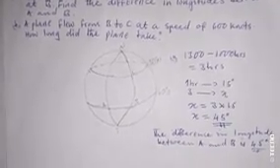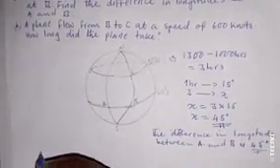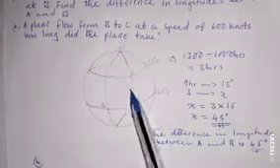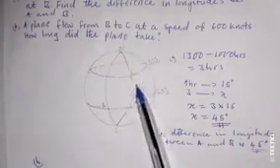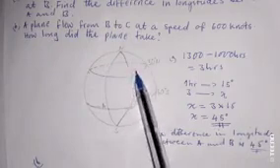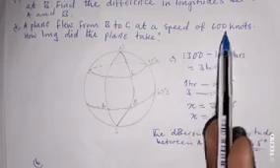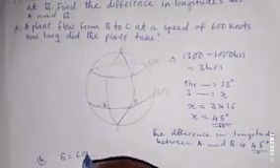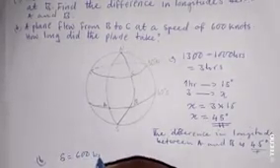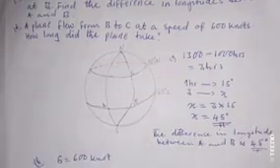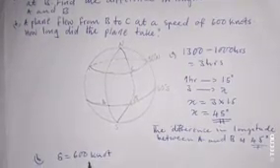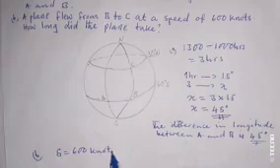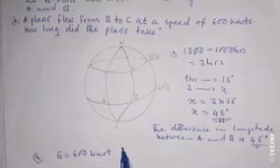Now again we calculate for B. A plane flew from B to C, this side, B to C. Remember these are great circles, at a speed of 600 knots. So we have the speed here equal to 600 knots. This knots tells us that the distance was in nautical miles.